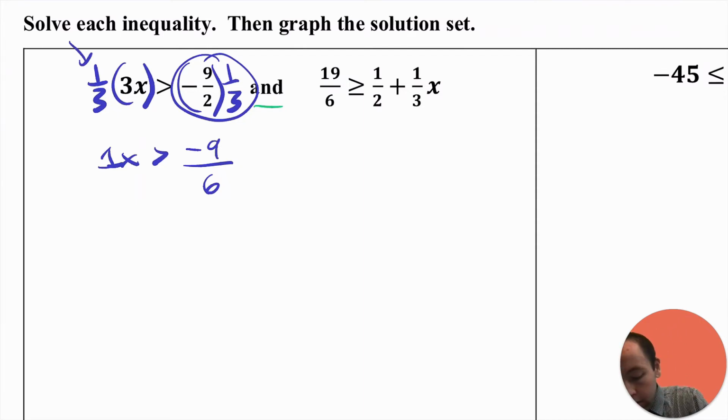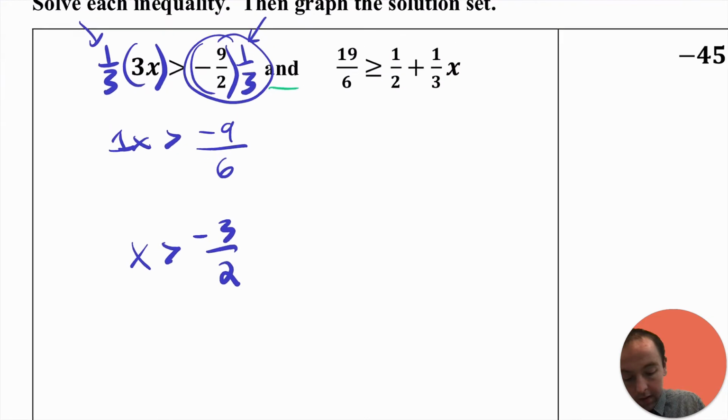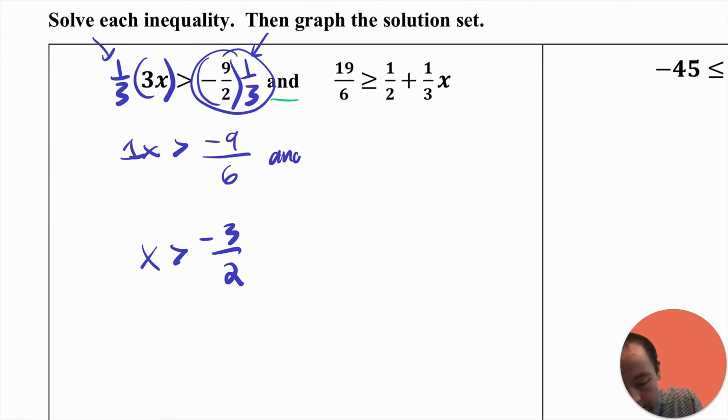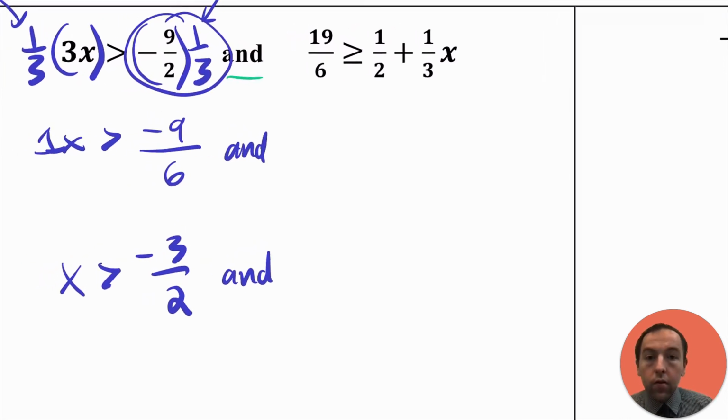We don't have to do so here because we multiplied by 1/3, which is positive. So we just have x is greater than -9/6. That can be reduced, so we end up getting that right there. So then we'll want to deal with the other inequality and solve that one.